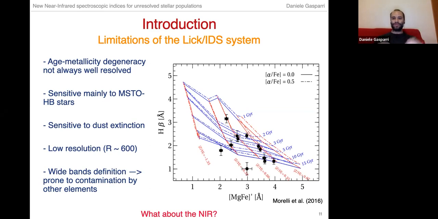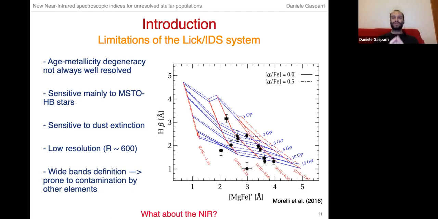For example, it has been developed on low resolution spectra. This means that many lines, including the H beta, are contaminated by other lines, because the index definition, because of the low resolution, has very wide bands. Then this index system is very sensitive to extinction because we are working in the optical part of the spectra, and you know that the optical part of the spectra is very sensitive to dust extinction. So this system has some problems, but there are other problems that I will discuss in the next slide.